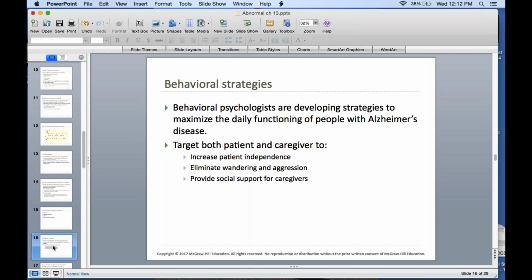Behavioral stages. So behavioral psychologists are really developing stages to maximize the daily functioning for people with Alzheimer's disease. When we look at individuals with Alzheimer's disease, we really want to increase their independence. We want to make sure that they are in the least restrictive environment. However, in an environment that is safe, we really want to eliminate wandering. And that also tends to help eliminate aggression. So some individuals with Alzheimer's disease end up getting irritable and aggressive.